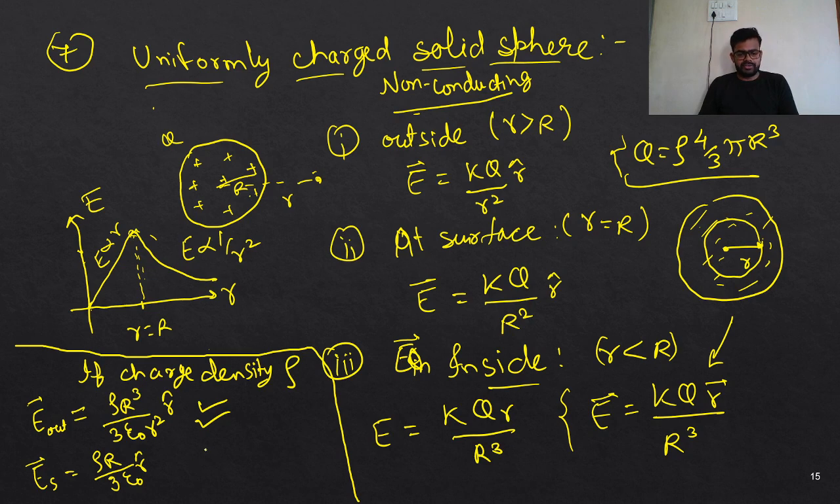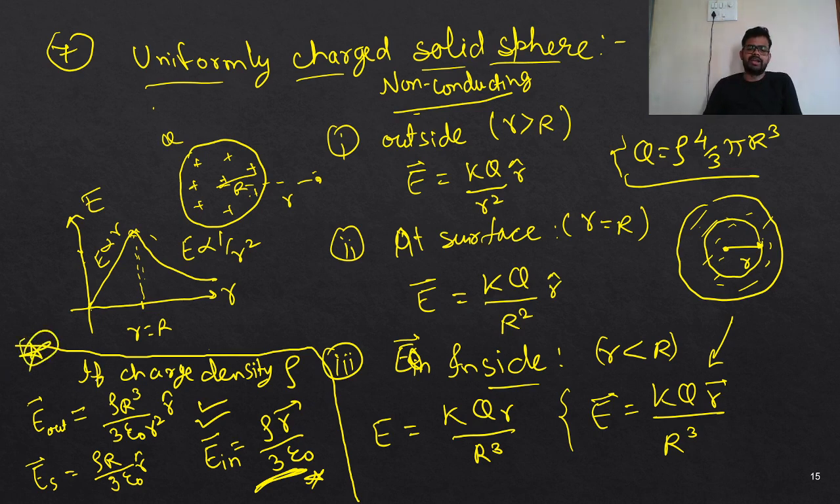Next, E inside the solid sphere. That is a very important formula. How can you write it? Here you can see KQr upon R cube. Here you write the formula with the charge density, the R cube will be cancelled, and 4 pi cancels. So you will get the final formula, rho r upon 3 epsilon naught. This is a very important formula you need to remember. So this is inside the solid sphere. These are the other three formulas. These are also very important. You need to remember them at any cost.